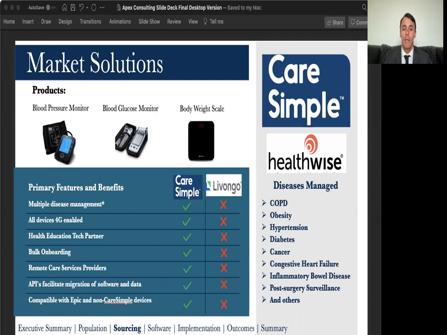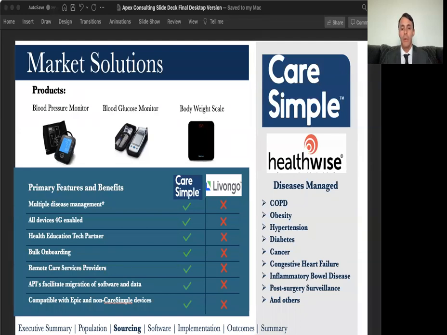And furthermore, CareSimple can also onboard all existing Harris Health patients onto their platform and has a remote care services patient provider service, which allows Harris Health to employ a ready-made team of medical staff to service patients on behalf of Harris Health. And to continue to use Harris Health's patient portal, CareSimple also provides APIs to facilitate the connectivity between this and CareSimple's platform.